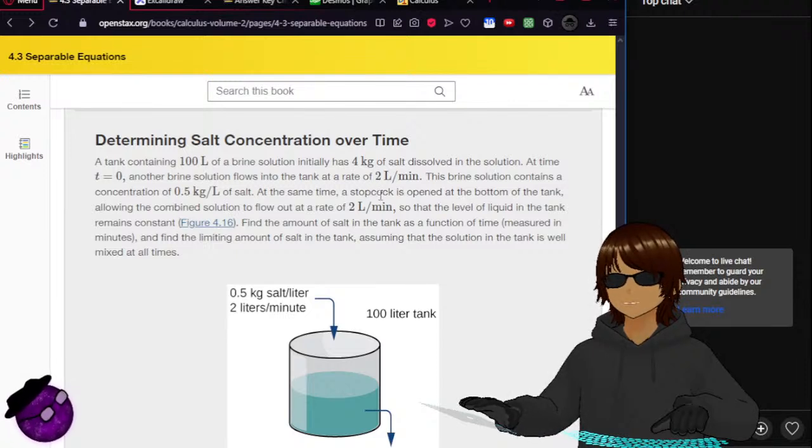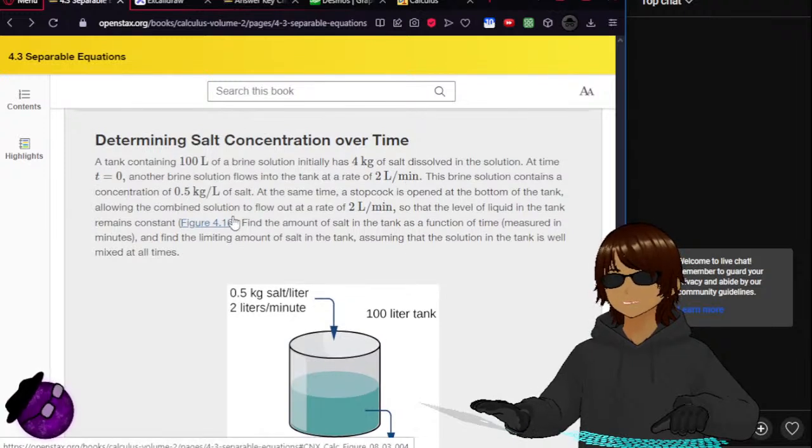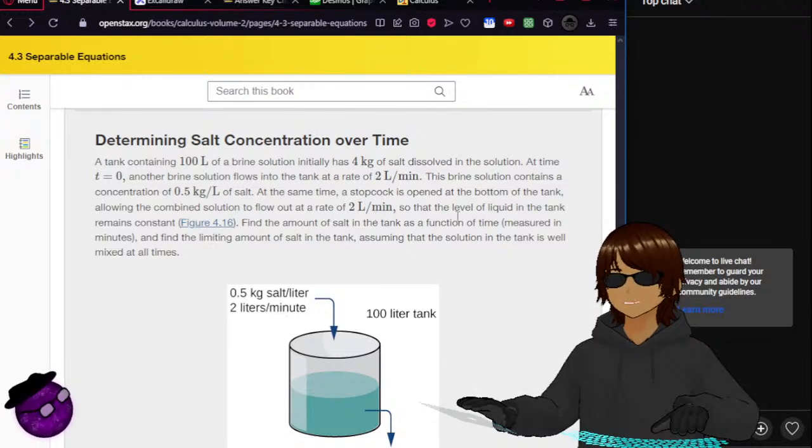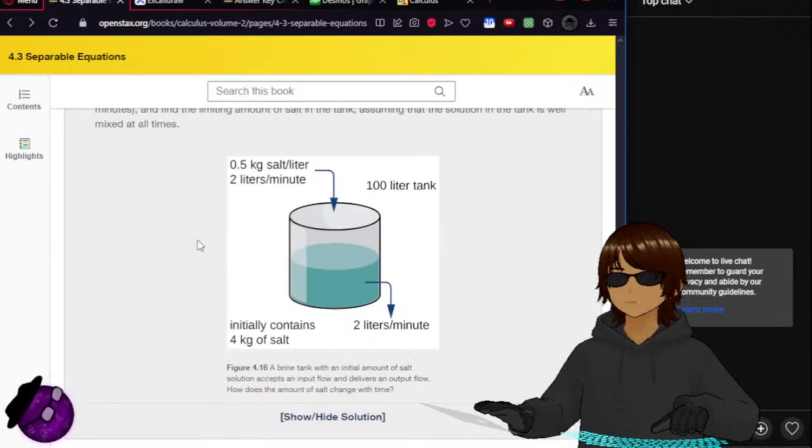What's a stopcock? Allowing the combined solution to flow out at the rate of 2 liters per minute, so that the level of liquid in the tank remains constant. Find the amount of salt in the tank as a function of time measured in minutes. And find the limiting amount of salt in the tank, assuming that the solution in the tank is well mixed at all times.